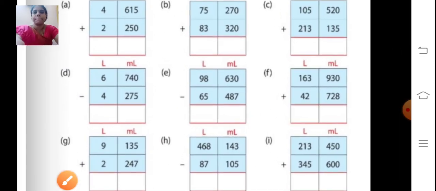6G sum. Will you do it as homework? Yes. Now the next sum.